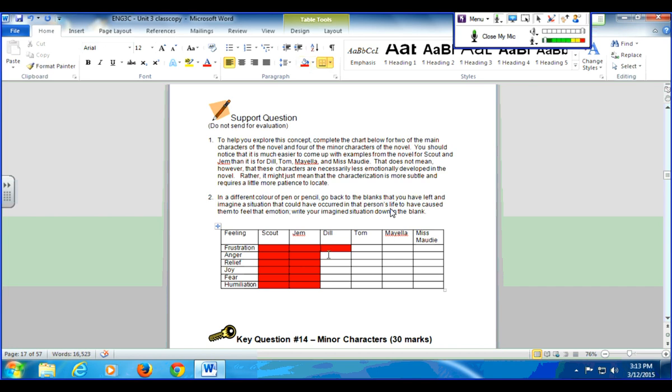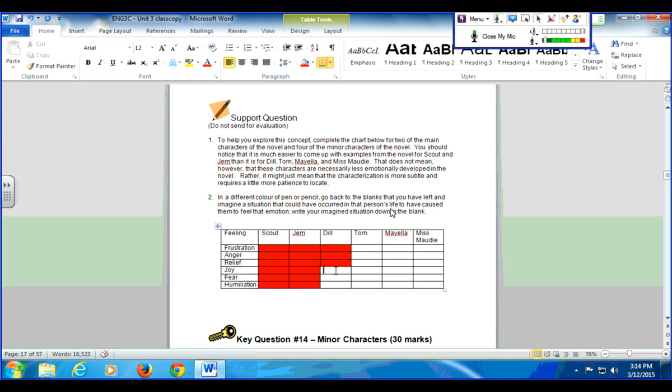Has he ever felt anger? We ever read about him being angry? Well, we have, when he yelled at Scout about not wanting to participate in their play and their dare to keep bugging Boo Radley. So we can fill that one in there. Have we seen him with a sense of relief? We have, when Jem came back out from the Radley backyard after he escaped safely.